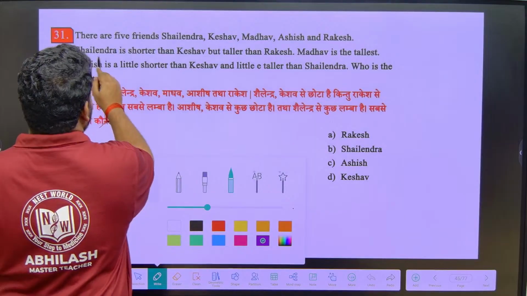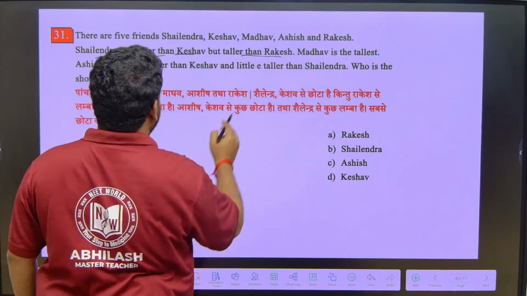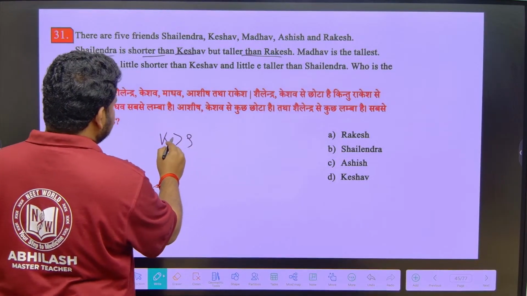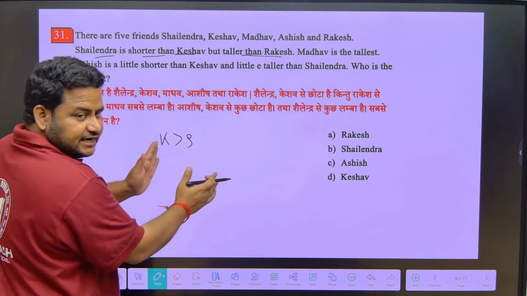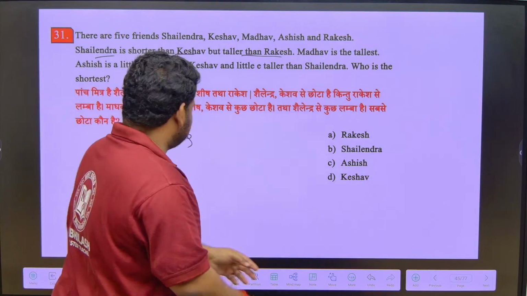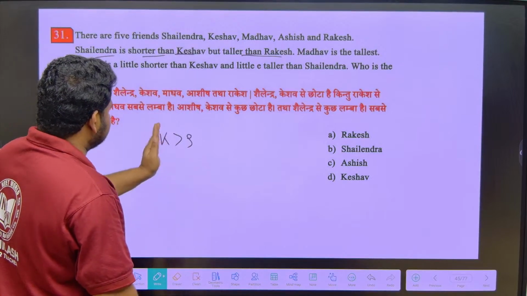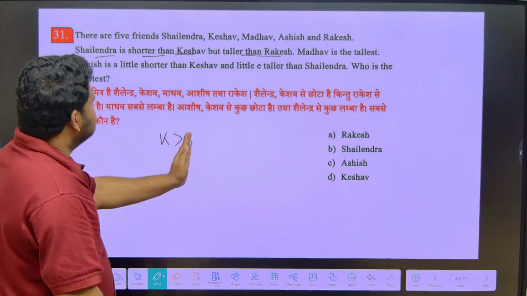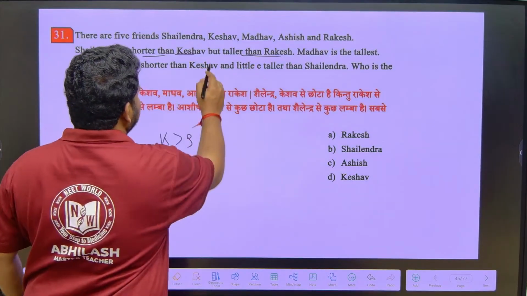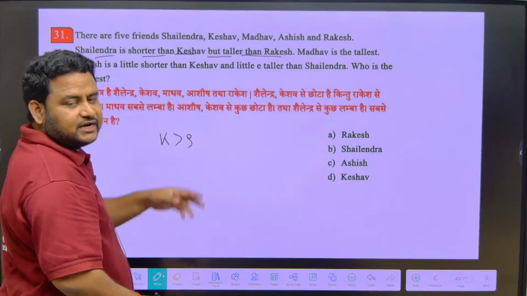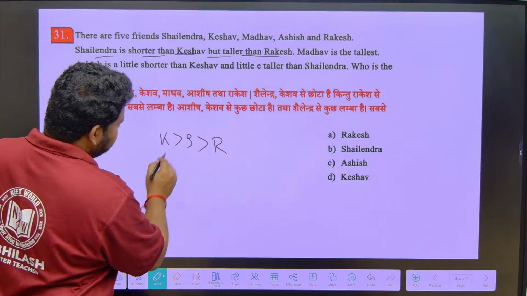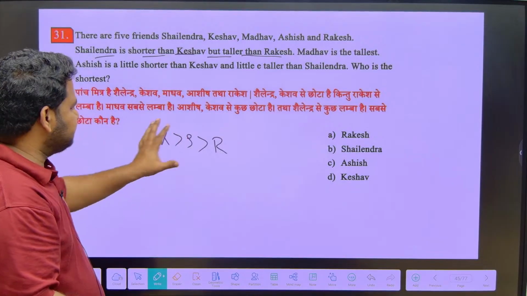They are telling Shailendra is shorter than Keshav but taller than Rakesh. That is, Keshav is greater than Shailendra. Towards which it is greater, towards that you have to open the mouth of the symbol. So, Shailendra is shorter than Keshav means Keshav is taller than Shailendra, but Shailendra is taller than Rakesh. Shailendra is taller than Rakesh but shorter than Keshav. Done. Out of 5 people, 3 people are fixed.